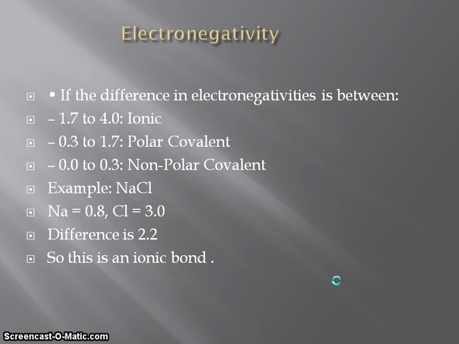If the difference in electronegativity falls between these points, the bond is ionic, polar covalent, or non-polar covalent. For example, in NaCl the difference is 2.2, so this is an ionic bond. You can understand it better this way.